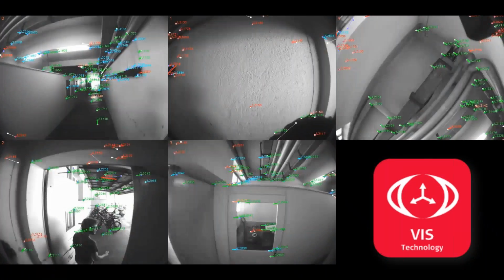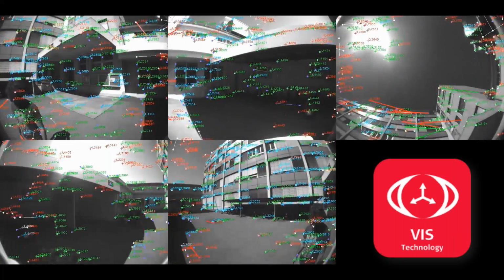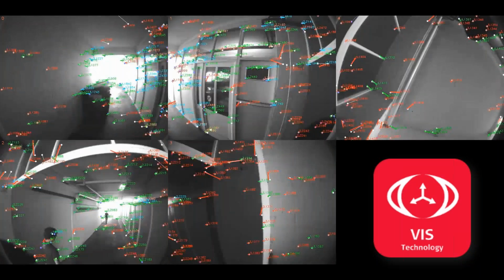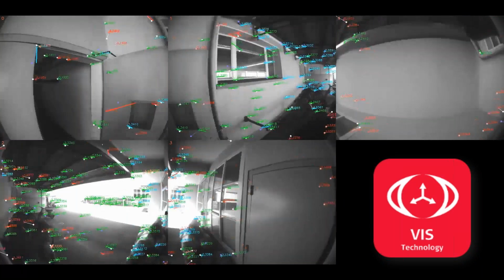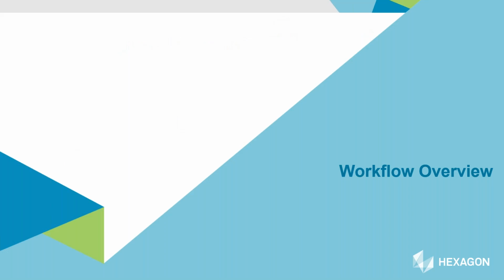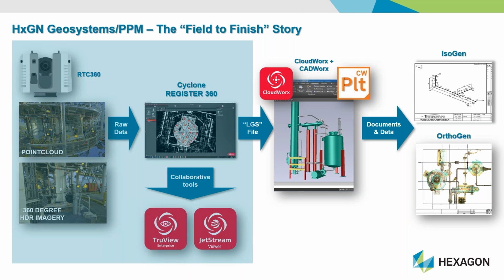But in terms of the robustness of the algorithm, you can see here we are able to track some amazing features, which allows us to move between those scan positions. So that's the Viz technology. Now we're just going to look at a workflow overview. Jumping back into this story slide that we showed you at the beginning, we're now in this portion here. Okay, before we hand over to Paul in a second.